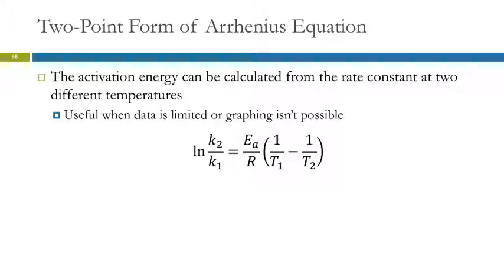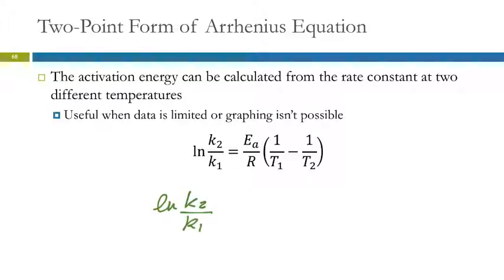This is the natural log of k2 over k1 is equal to EA over R times 1 over T1 minus 1 over T2. That's how your book shows it. I find that hard to remember. I don't know about you, but 1s and 2s are easy to reverse, right? So I prefer to think of it this way.